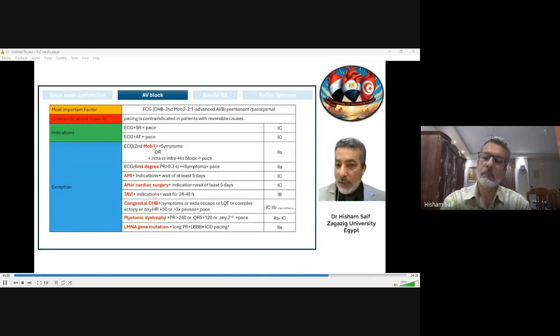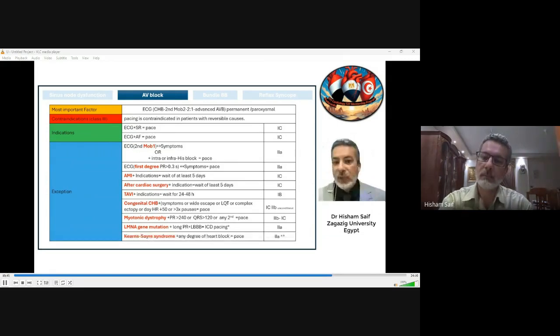As in both conditions, the system produces both lethal brady and tachyarrhythmias. The last exception is similar to the previous two, in which patients with Kearns-Sayre syndrome, a disease caused by affection of the mitochondrial DNA involving the eye, skeletal muscles, CNS, endocrine system, and the heart conducting system, inducing myopathy and heart block.